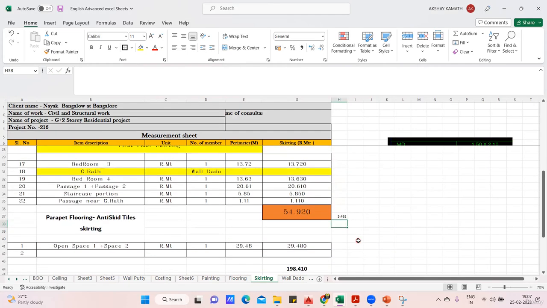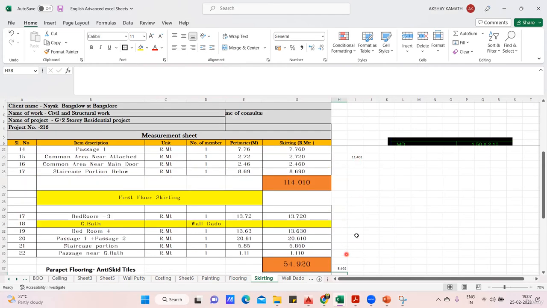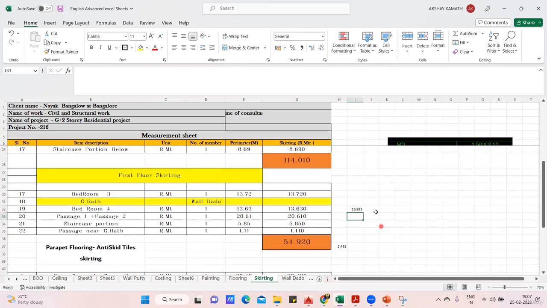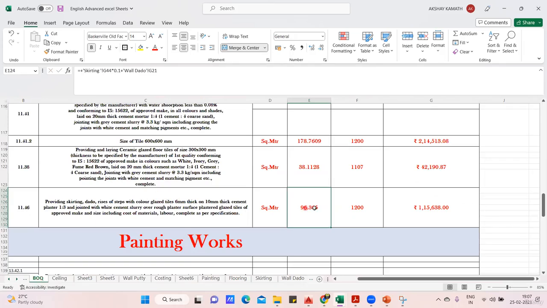So you just add both the things. 11 plus 5 will do here. This plus this, so it will be almost 16.893 square meter. Okay. Along with that, again, where you are going to do the skirting, let me check.